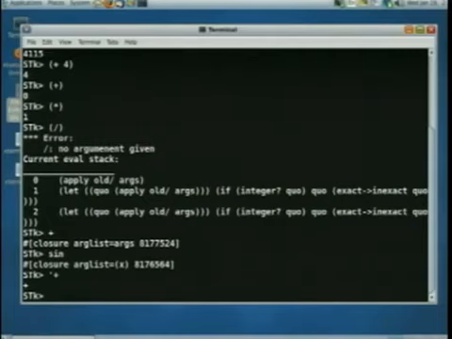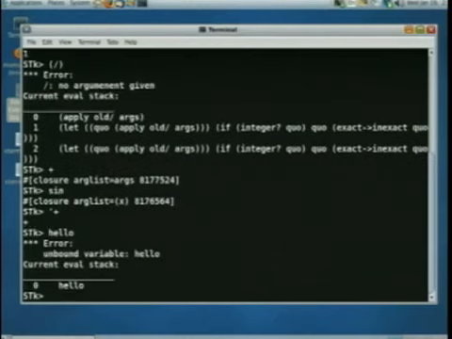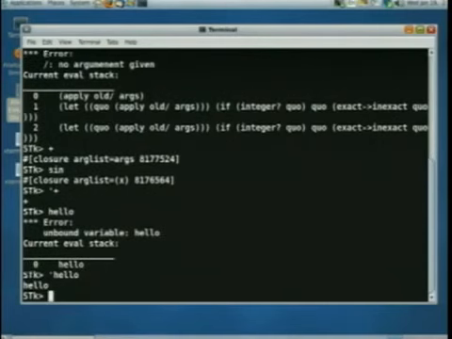And quote followed by any word, the value of that is just that word. So if I say hello, I get an error. So I'm asking what's the value of the symbol hello, and there isn't a value. But if I say quote hello, I get back hello. OK? Questions so far?